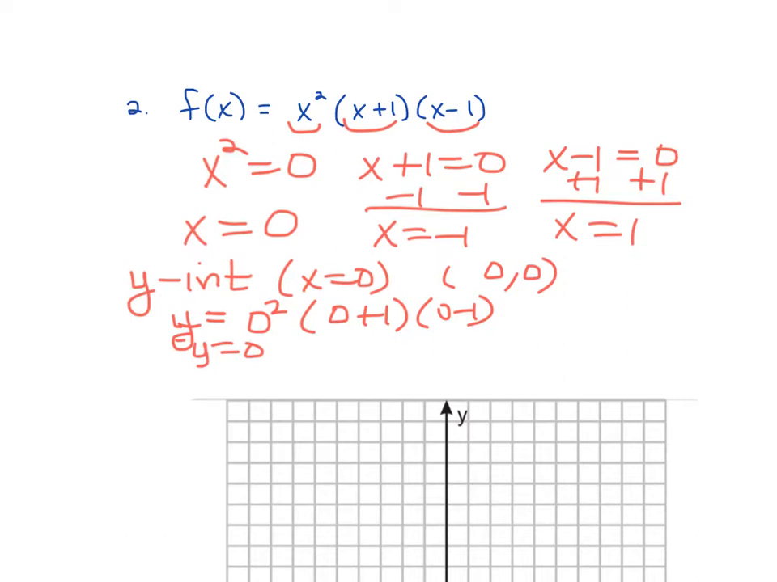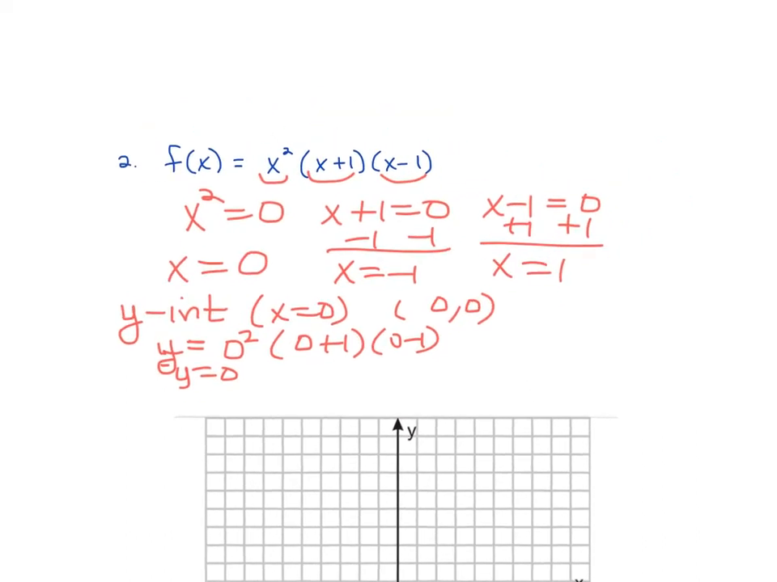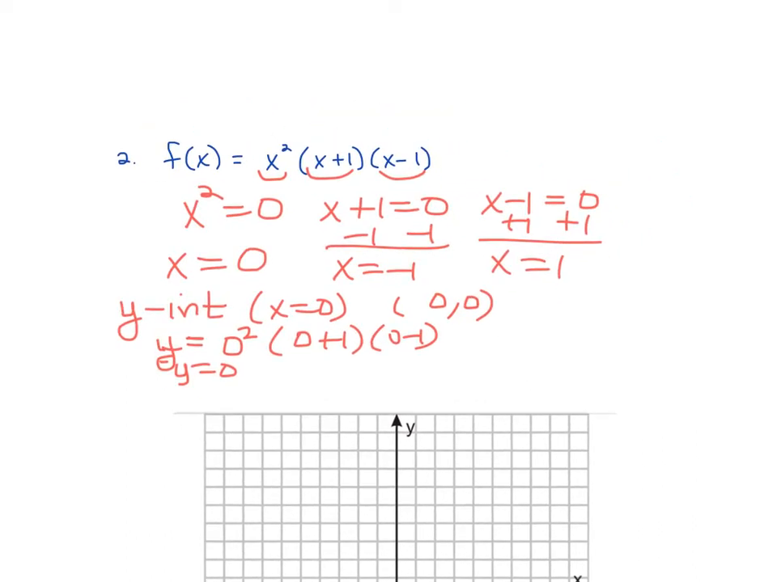My end behavior of this function, notice that I should have 4 zeros here. Technically, this should have given me 2. It's going to bounce off the 0. And then I have 2 more here. So my end behavior is based on x to the 4th. So this takes on the shape of the parabola.